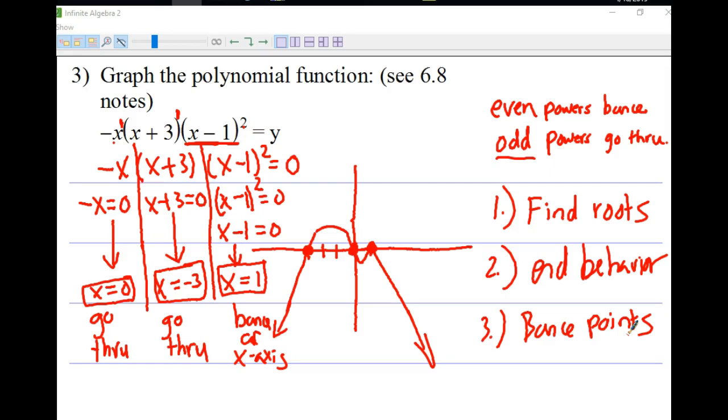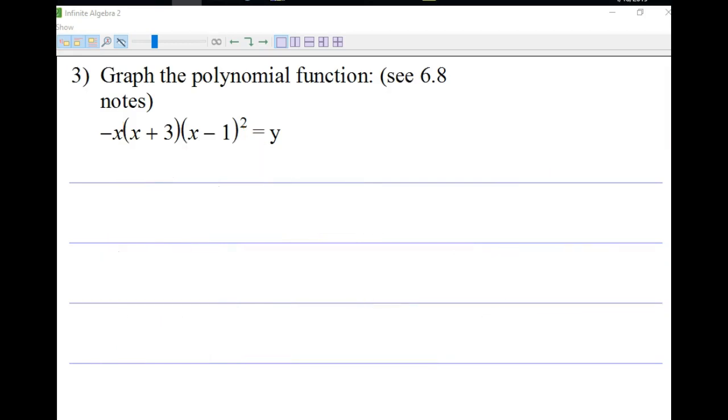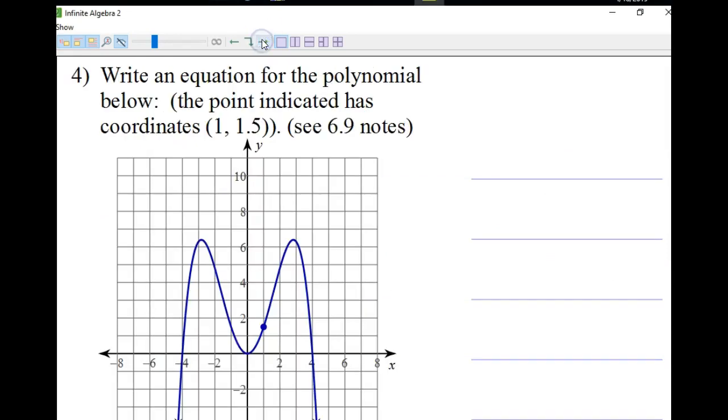But there it is. So let's go ahead and we'll move on to the next question. Next question is kind of the same thing, but kind of different. It's asking us to do the opposite. Instead of giving us the equation and asking us to graph it, it's giving us the graph and asking us to find the equation. Okay?